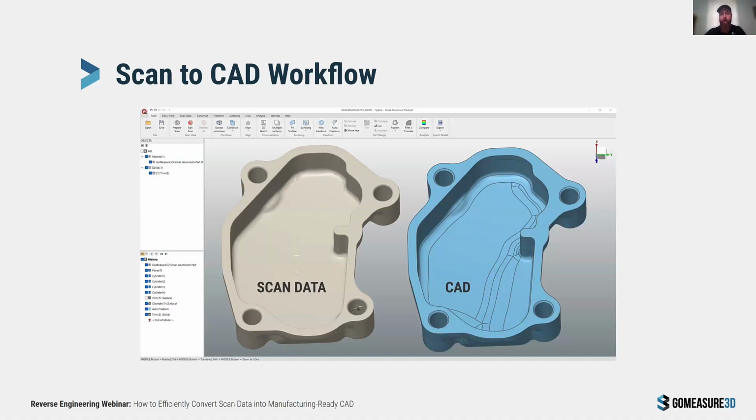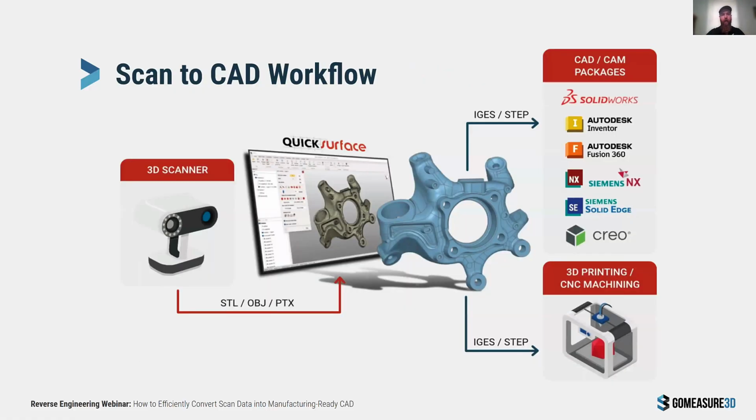So today we're going to have Costa here to help us walk through the basics of the scan to CAD workflow. You can see here, this is a sample part that we'll be getting to later in this presentation, where we can take that scan data and convert it over into our CAD model. With QuickSurface, our primary workflow is you're going to take a 3D scanner, turn that scan data, that STL, OBJ or PLY type file, and put it into QuickSurface. And then from there, we can take it over to one of your standard CAD CAM softwares, or we can simply just 3D print or machine that CAD model.